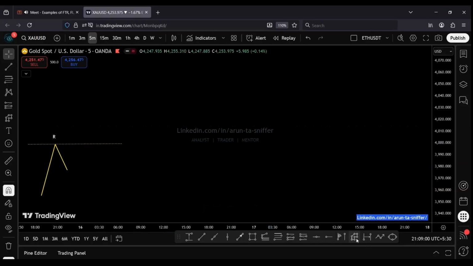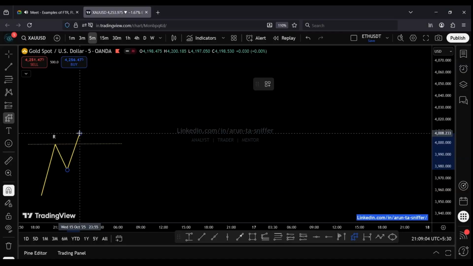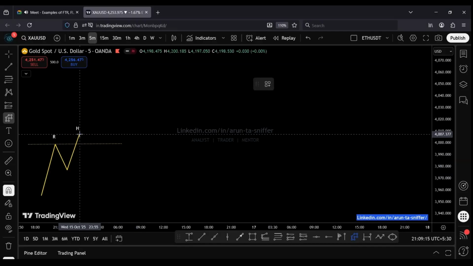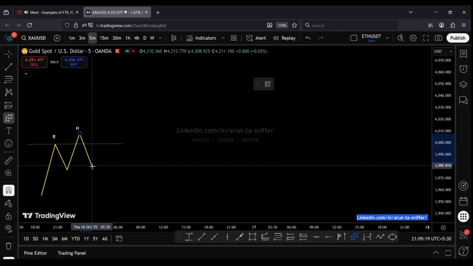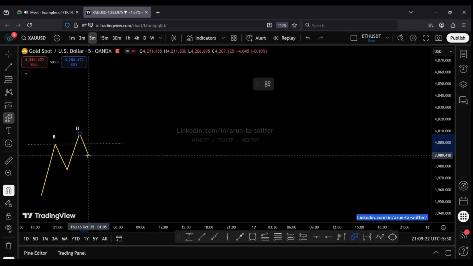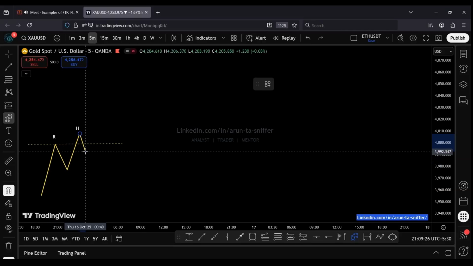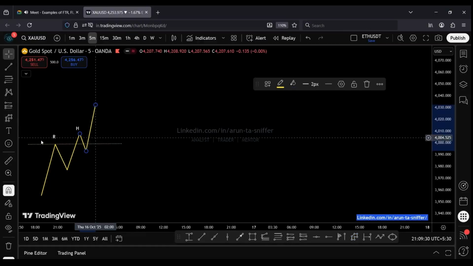Right. Then price goes up, makes a high here, pulls back again, but could not come here. Rather, it comes here, but could not cross this to the lower side. Came here and makes a higher high.